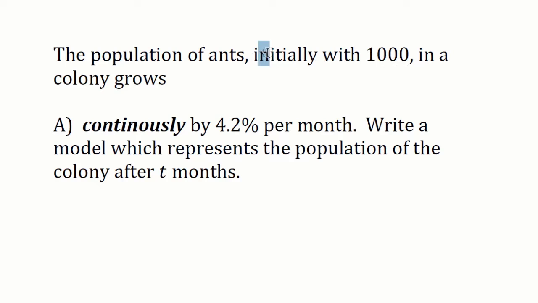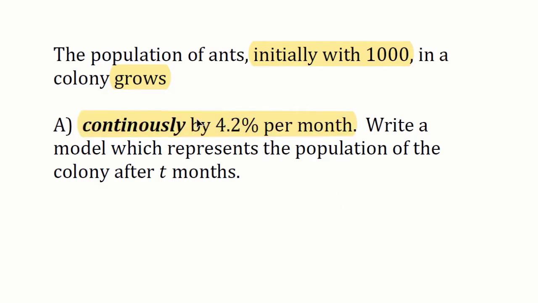Okay, so initially with 1,000 ants right there, and it grows, but now this time here is the situation. In this part A, the situation is that the population grows continuously. So this is a continuation to the sentence there really. So the population of ants initially with 1,000 in a colony grows continuously by 4.2% per month.